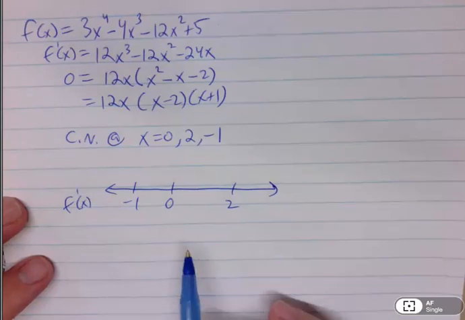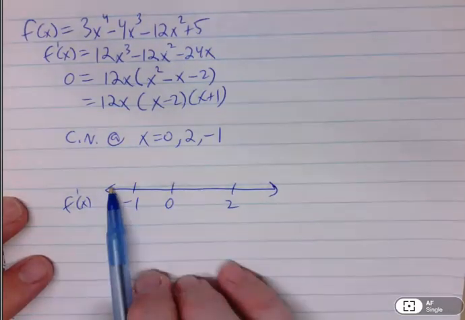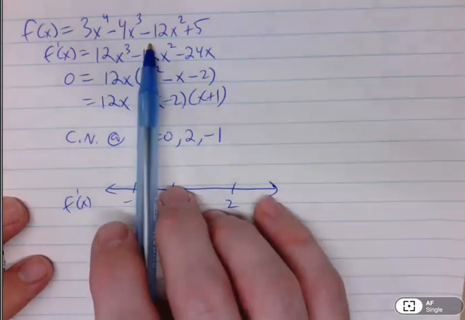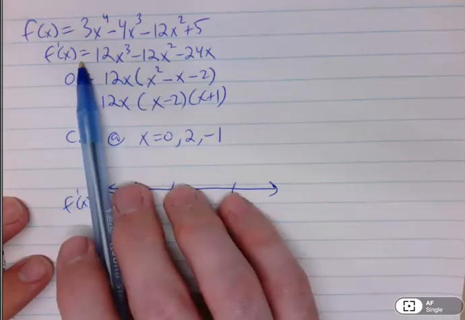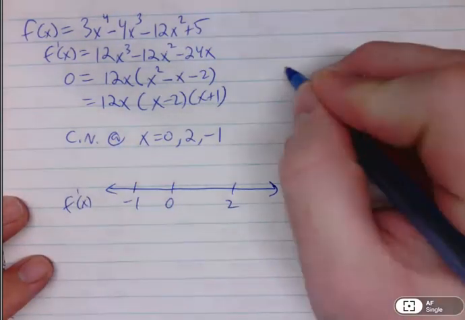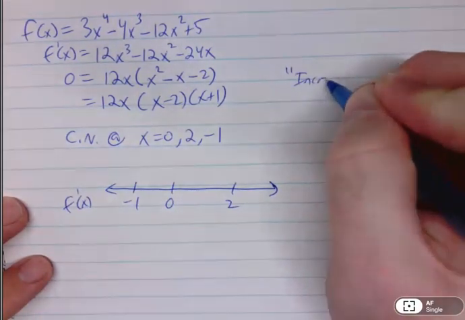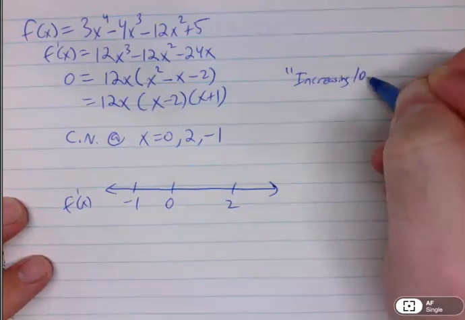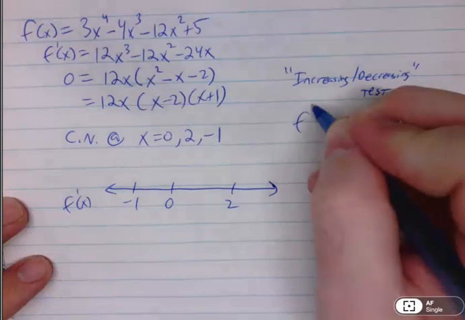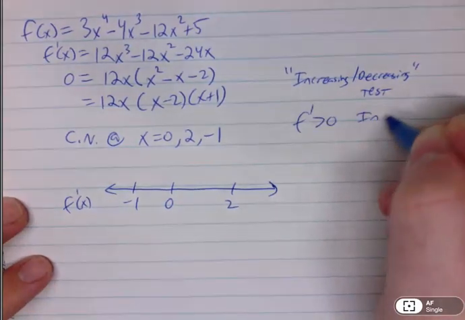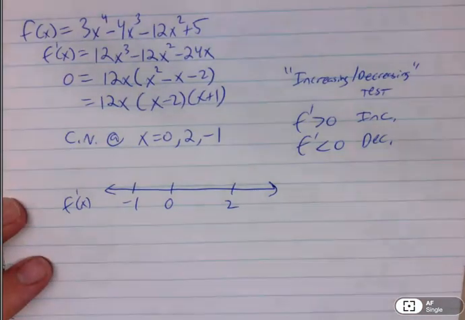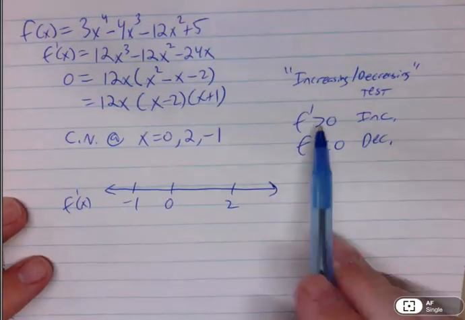Well, this helps us out here too, because as soon as I know whether the derivative is positive or negative, I will know if the function is increasing or decreasing. If the derivative is positive, my function's increasing. If the derivative is negative, my function's decreasing. We call that the increasing, not a very creative name, but increasing, decreasing test. Okay, so again, if f prime is greater than 0, that would be increasing. If f prime is less than 0, that would be decreasing. Assuming it's differentiable, of course, etc., etc.